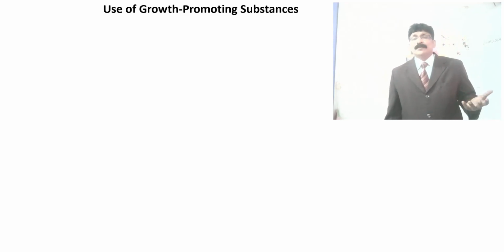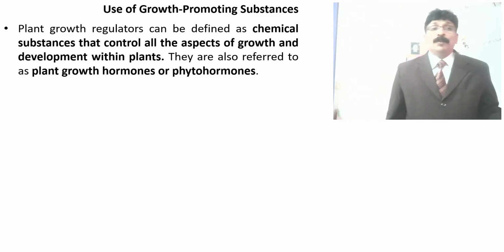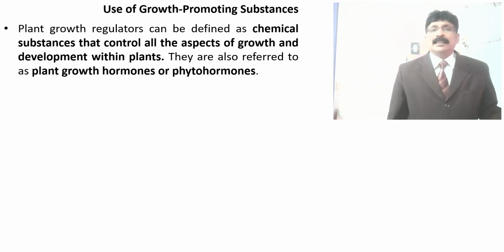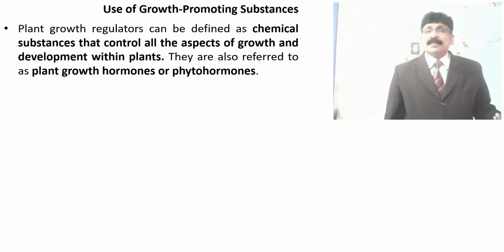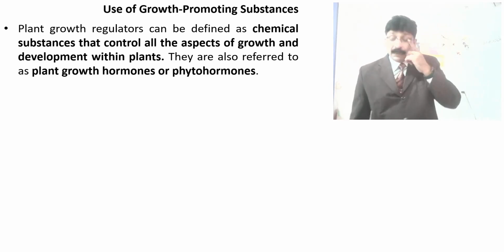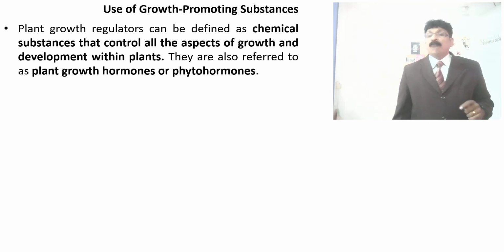Use of growth promoting substances. Here come the growth promoting hormones, cell division hormones, developing hormones, growth inhibiting hormones. So we have to study different types of hormones. They are called plant growth regulators. Plant growth regulators can be defined as chemical substances that control all the aspects of growth and development within plants. They are also referred to as plant growth hormones or phytohormones.